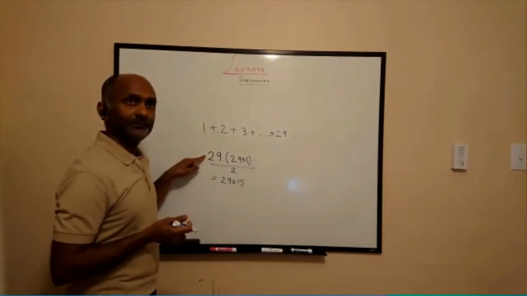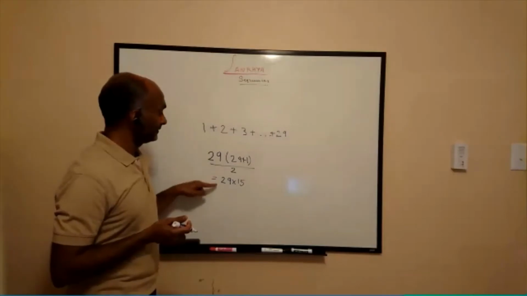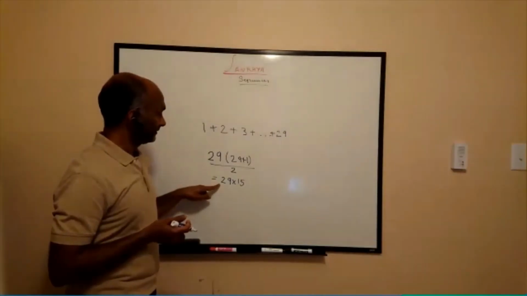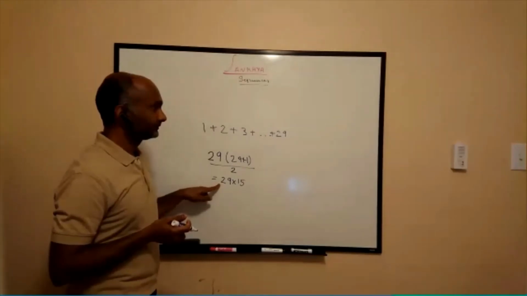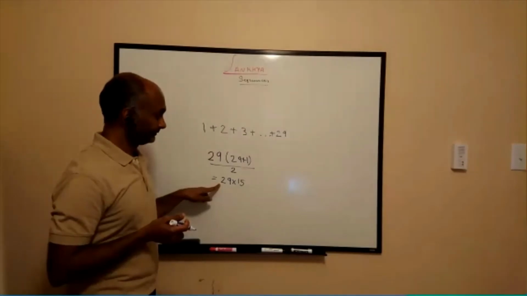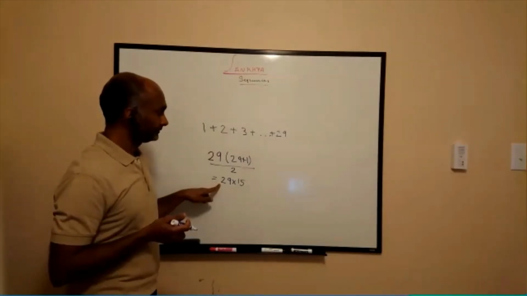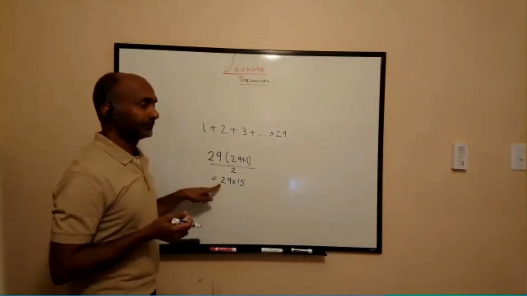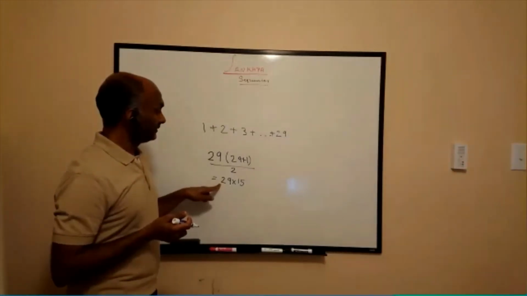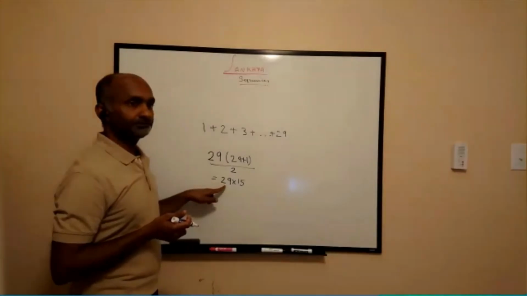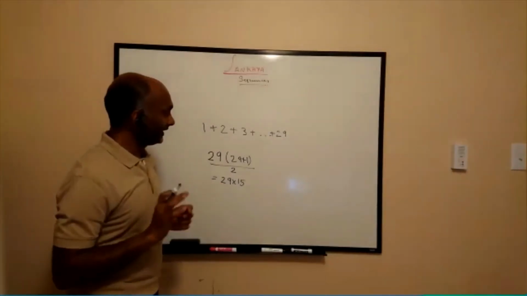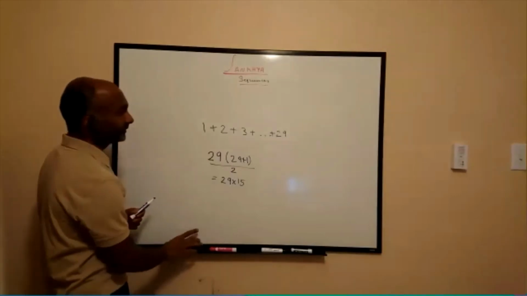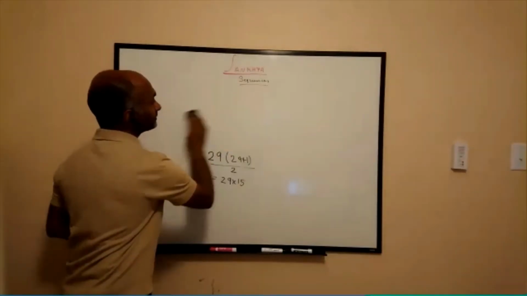So I did 29 times 30 because 29 plus 1. And so I got 570. And then I did 570 divided by 2, and I got 285. Was that correct? No, right? So 29 times... okay. I think you brought up a good point.